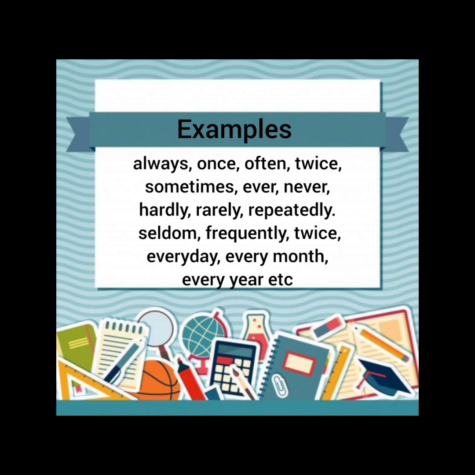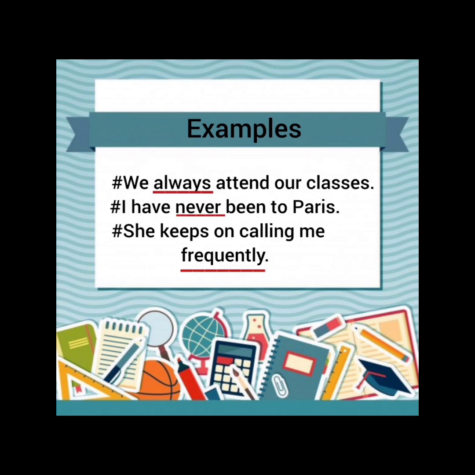Again, sentences are here for your understanding. We always attend our classes. Now the question can be how often we attend our classes. So the answer is always. So always is an adverb of frequency. I have never been to Paris. So if someone asks you how often do you visit Paris, your answer will be I have never been to Paris. So never is an adverb of frequency here.